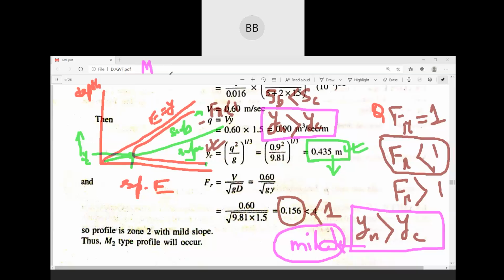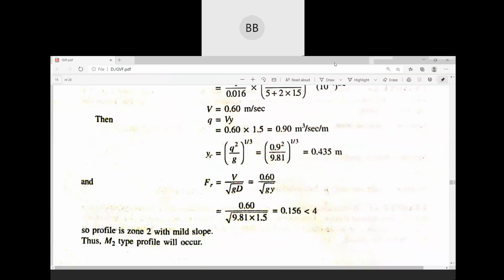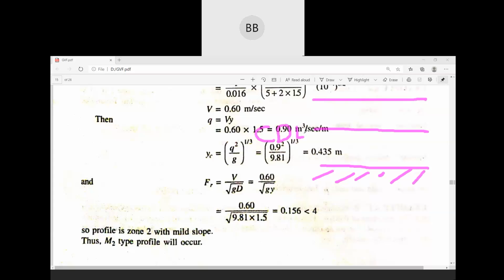Once you find out the slope, then we need to find out in which zone this profile lies. So we got this m value first. Now we need to identify whether it is M1, M2 or M3. So what we do, for the mild slope that we have already identified: this is the bed of the channel. Then we will have the CDL. This is the CDL, and this is the NDL.